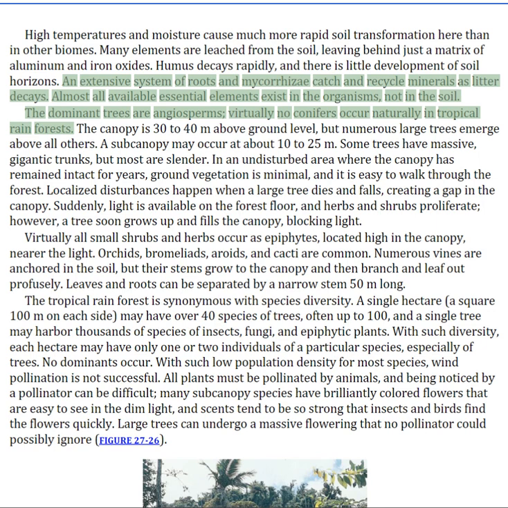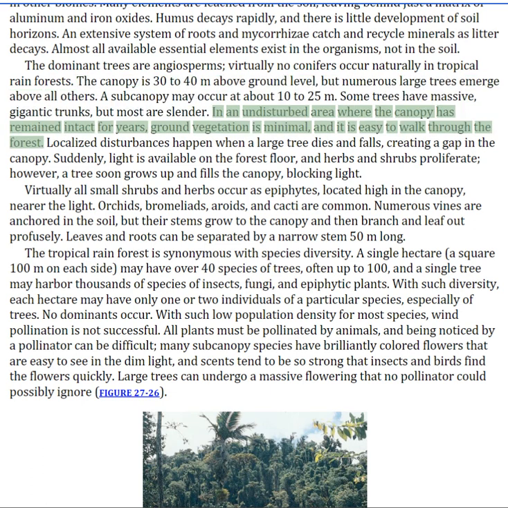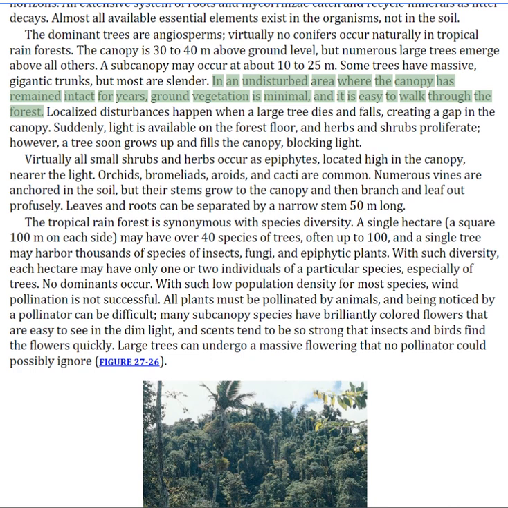The dominant trees are angiosperms. Virtually no conifers occur naturally in tropical rainforests. The canopy is 30 to 40 m above ground level, but numerous large trees emerge above all others. A subcanopy may occur at about 10 to 25 m. Some trees have massive, gigantic trunks, but most are slender. In an undisturbed area where the canopy has remained intact for years, ground vegetation is minimal, and it is easy to walk through the forest.